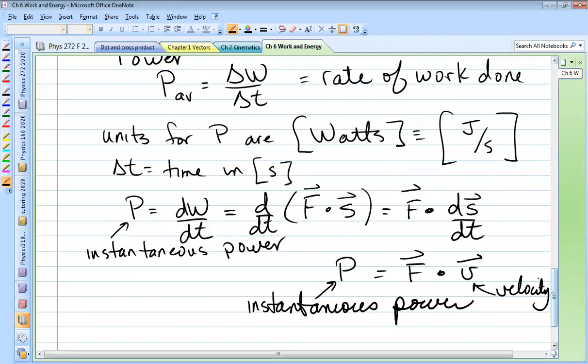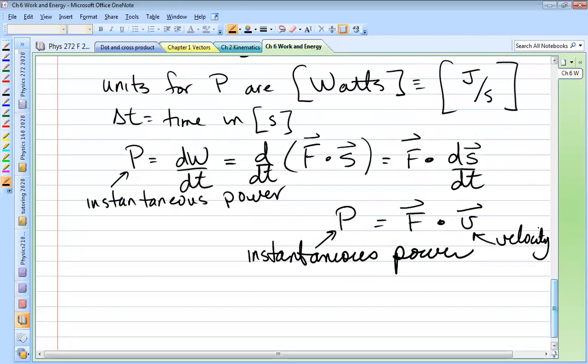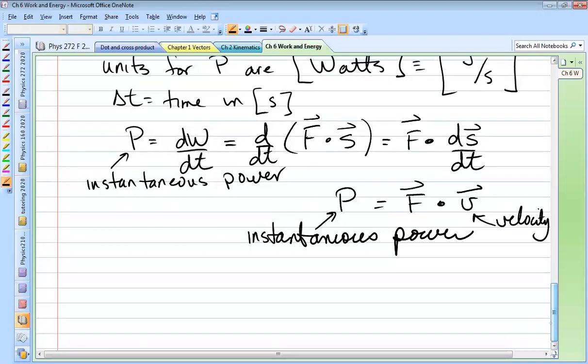And so if you're, say, traveling along in your car at a certain velocity and you put your foot on the gas, the power needed by the engine would be the force that's exerted from the engine dotted with your velocity. And obviously those things in a car are mostly parallel. Okay, so that takes care of the equations for chapter 6. You can now go on and do your Mastering Physics assignment.